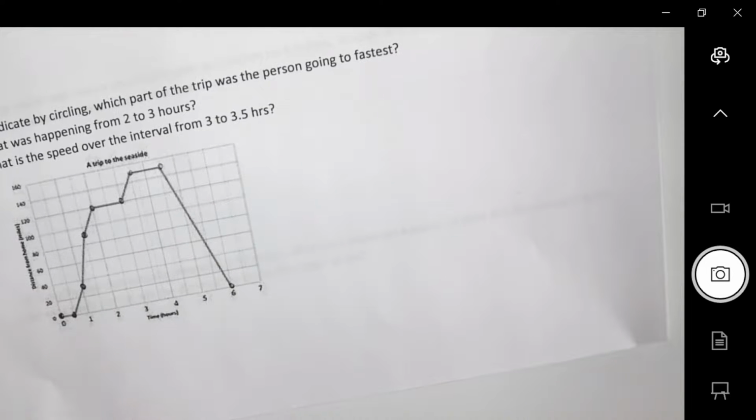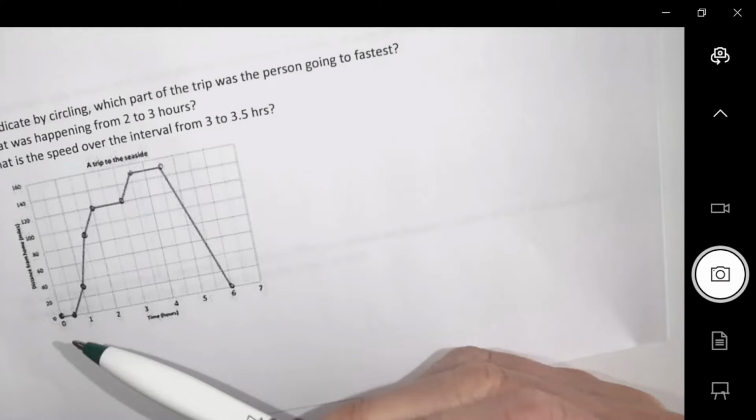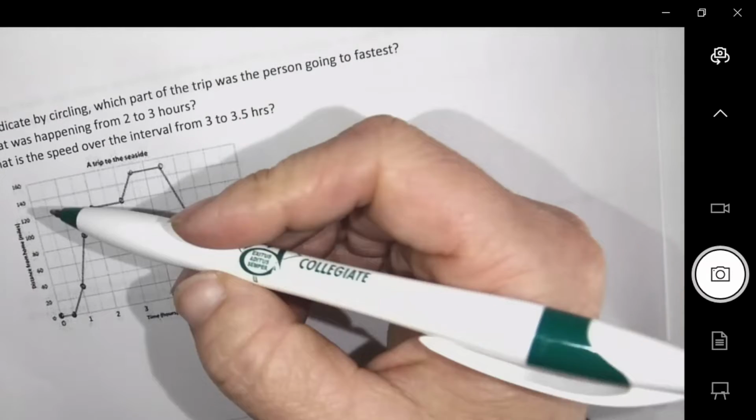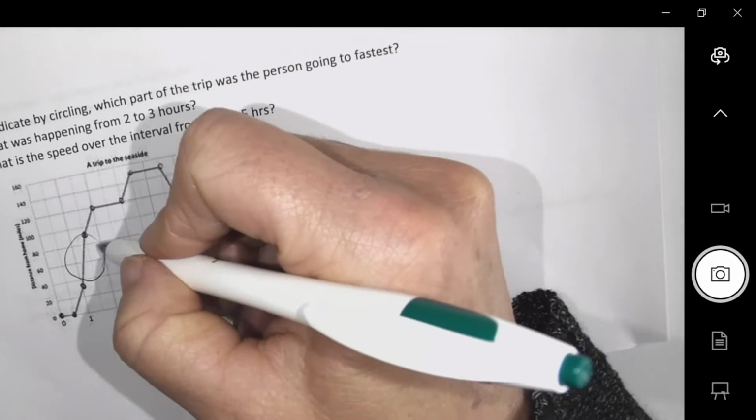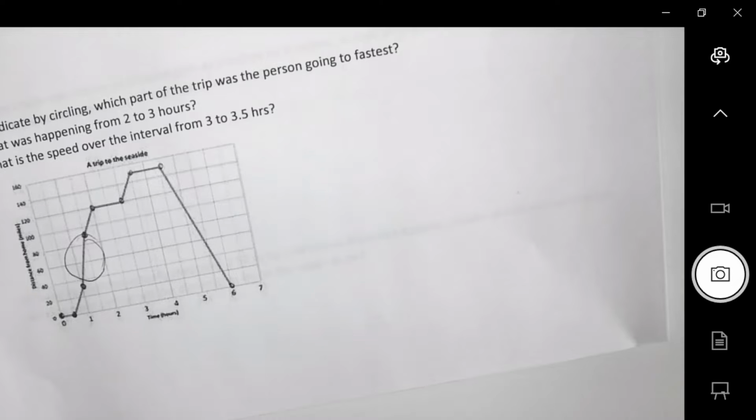Okay, indicate by circling on the graph which section is the person going the fastest. Which one am I looking at? How do I know something is fast versus slow on a graph? Steeper. I'm looking for the steepest part. So the steeper the line, it means the faster you're going. What do you think here? I would say just after the 1, like in this section. Anybody agreeing with me? Like that would be the steepest part? Okay, so indicate by circling, so that's the fastest.